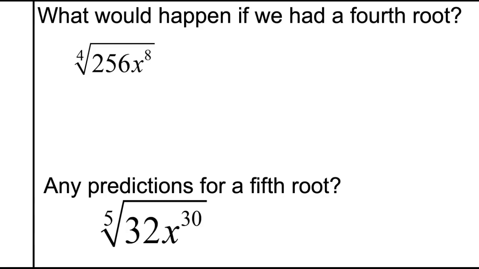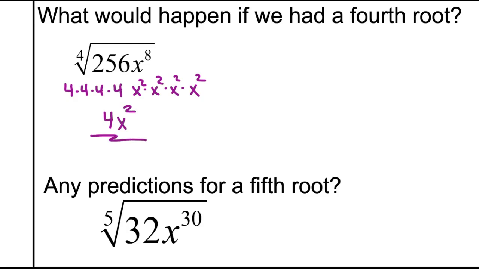What would happen if we had a 4th root? Well, it's the same concept. It's just what times itself 4 times gets you 256. I think this one is a 4. 4 times 4 times 4 times 4 gets me 256, and x squared times x squared times x squared times x squared gets me x to the 8th. So this is a perfect 4th root. It is 4x squared. Neat.